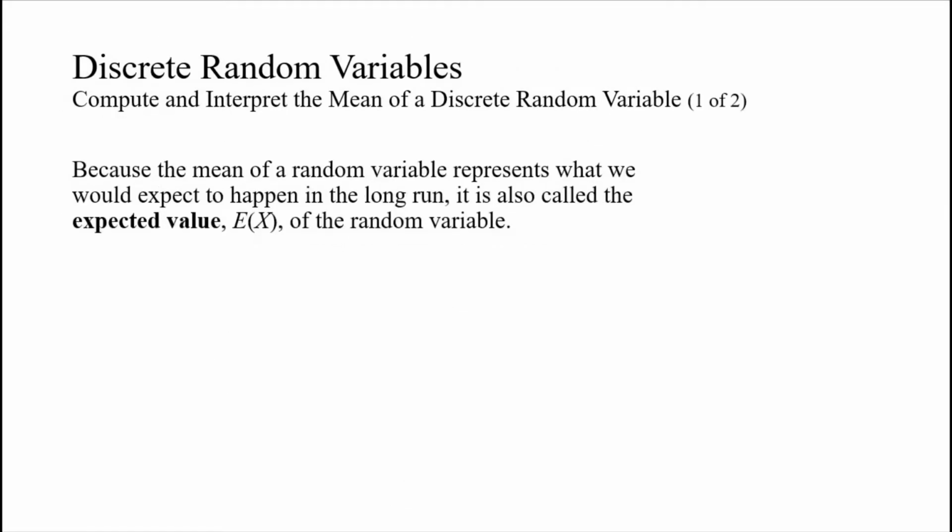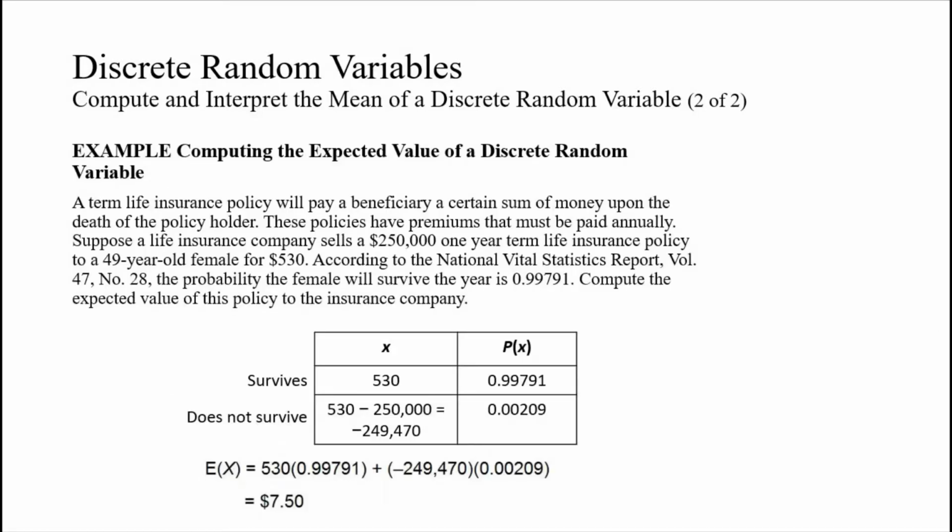Because the mean of a random variable represents what we expect to happen in the long run, it is also called the expected value, E of x, of the random variable. Meaning, if I ask you to compute the expected value, you're just computing the mean of the random variable. Let's see how the expected value works.